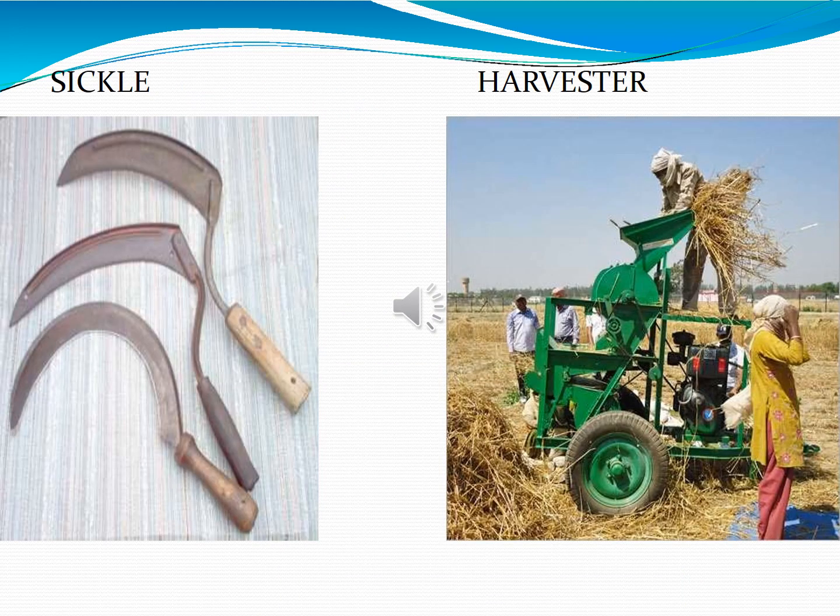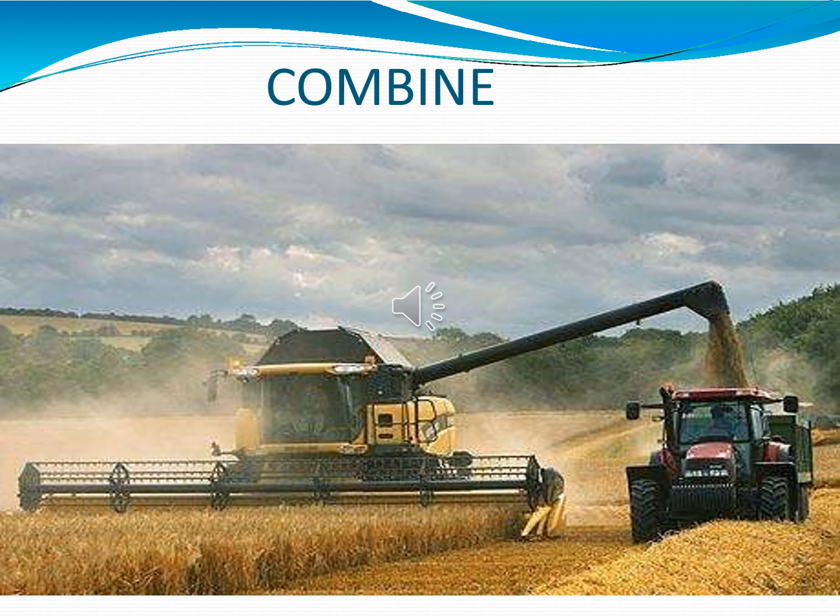Students, you can see the diagram of a sickle and a harvester used to harvest the crops. There is a farm machine called a combine which is used for both harvesting and threshing at the same time.